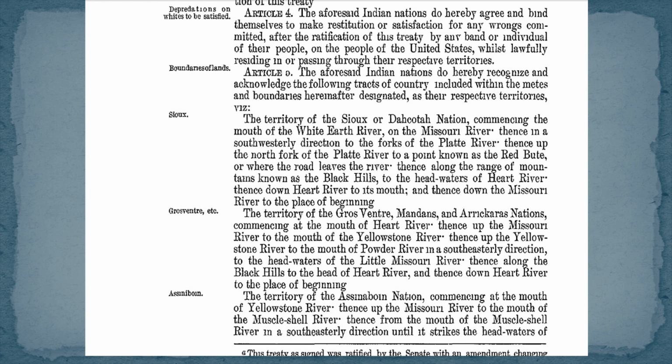Now we get into some more interesting language. Depredations on whites to be satisfied. So any hostilities that happened, and if there were things that had to happen, restitution needs to be made between those Indian tribes and the white settlers that had been attacked. Then we start talking about boundaries of land, and then there's a listing of each, this is all within this particular Article 5, with each tribal group and what their territories are.